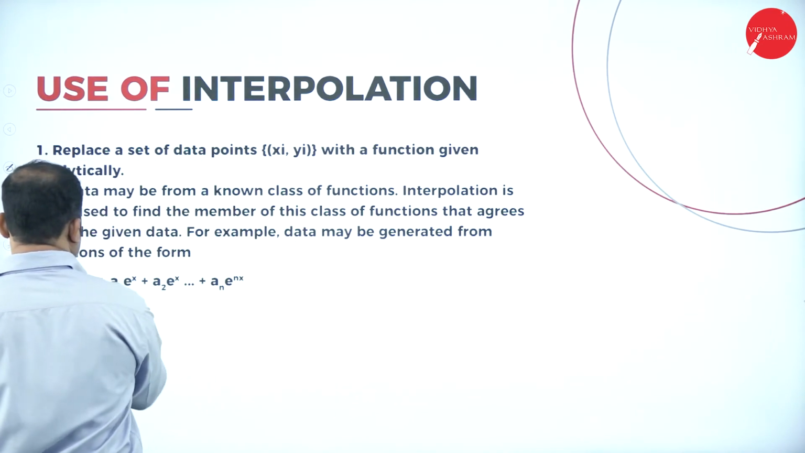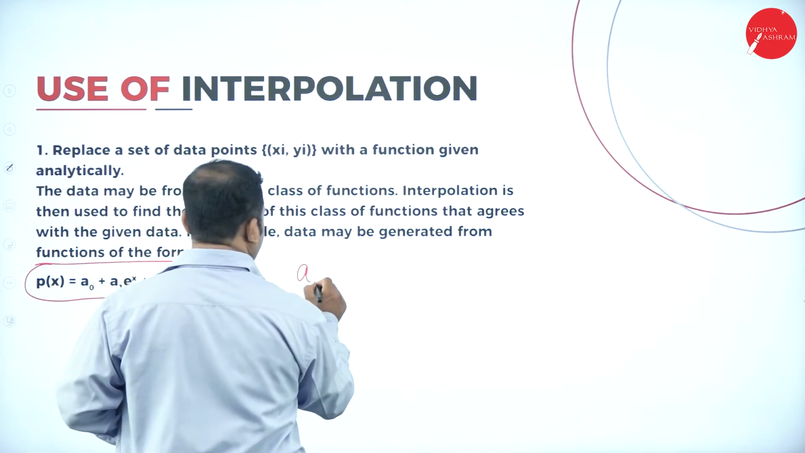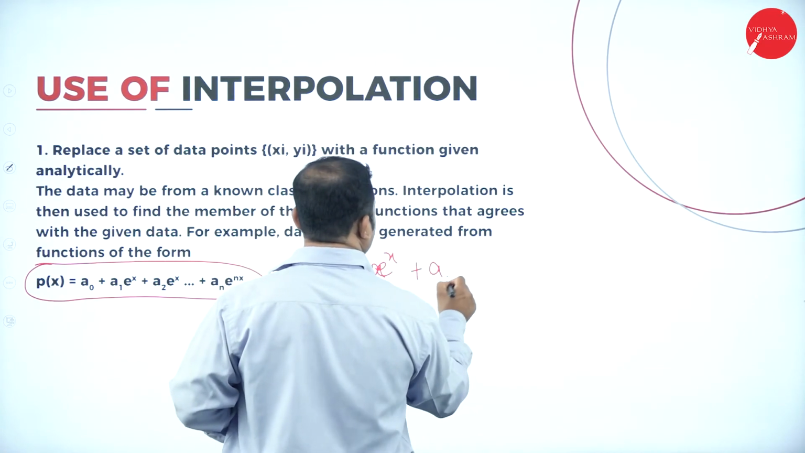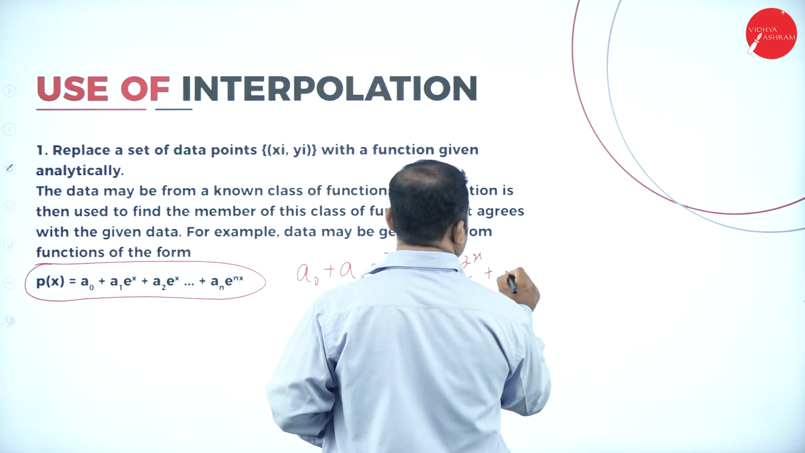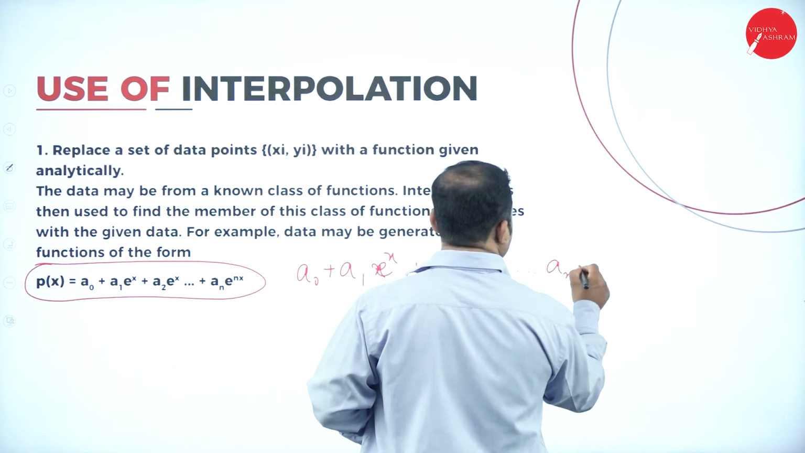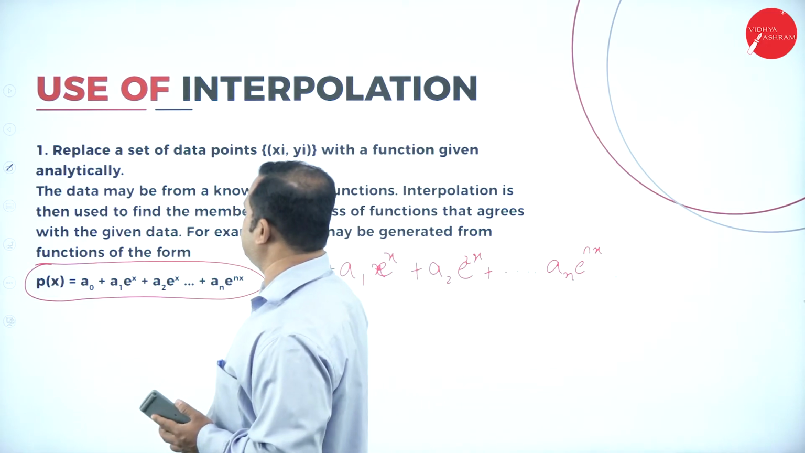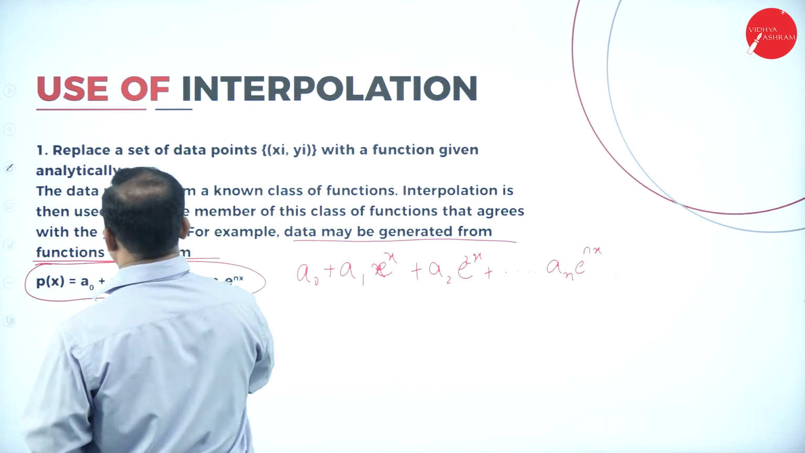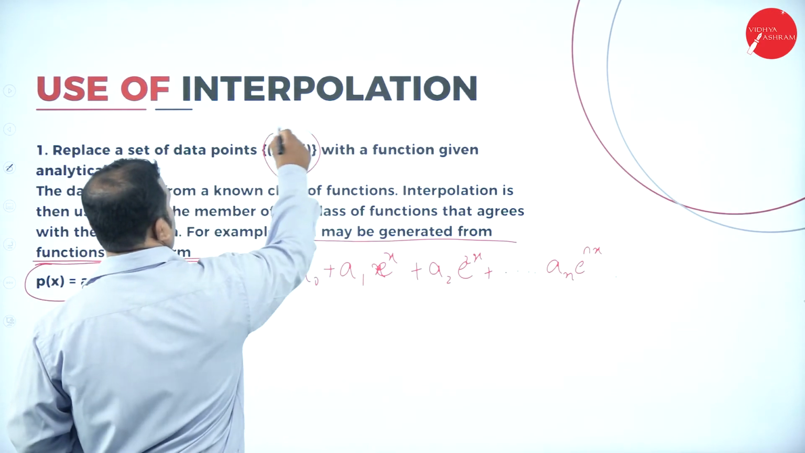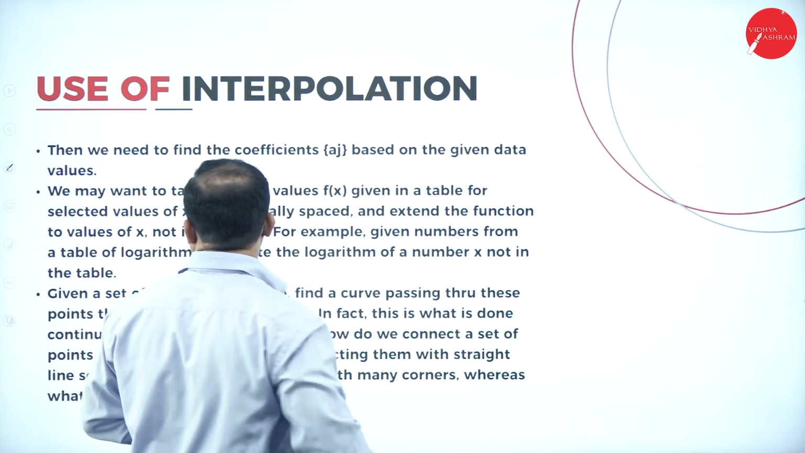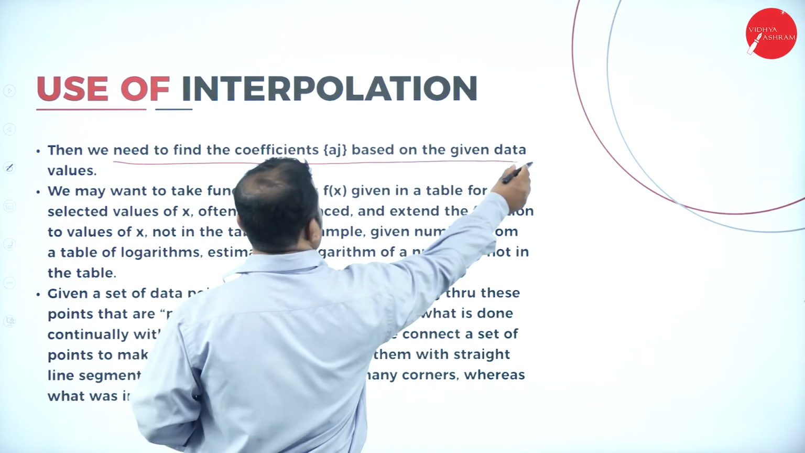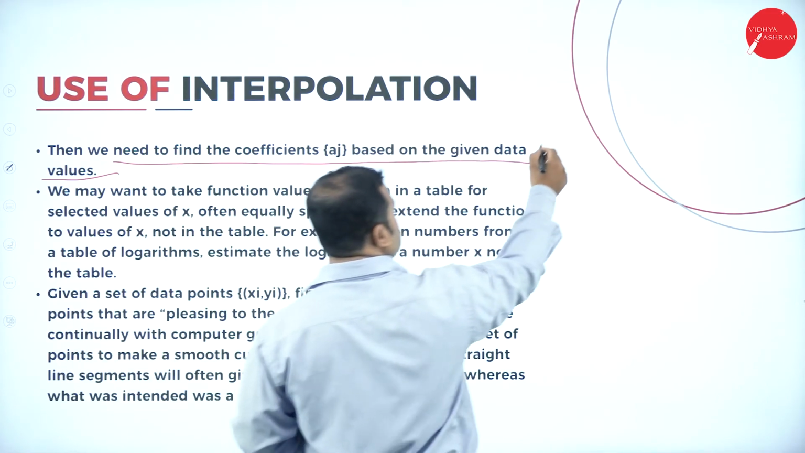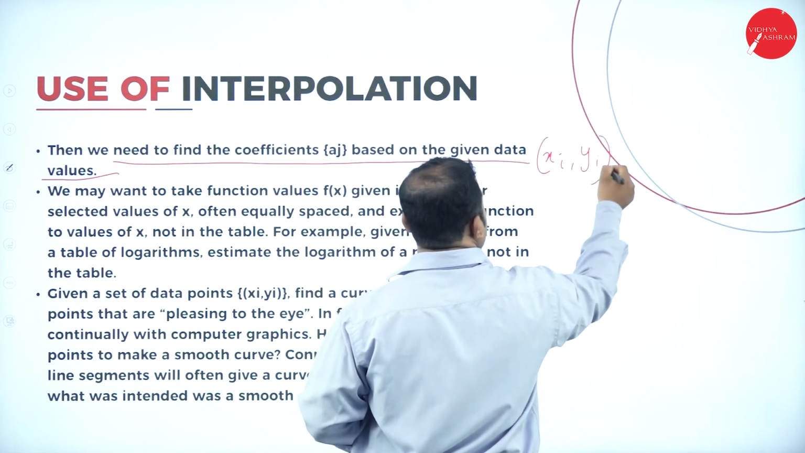That is, what is p of x? P of x can be written as a0 plus a1 e to the power of x plus a2 e to the power of 2x plus so on up to an e to the power of nx. That is the term we are going to use here. The data may be generated from this function. If xi, yi are the data points, then we need to find the coefficients aj based on the given data values, that is xi, yi.